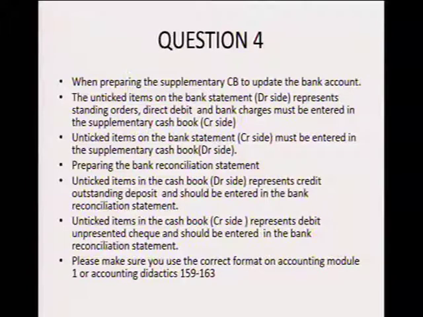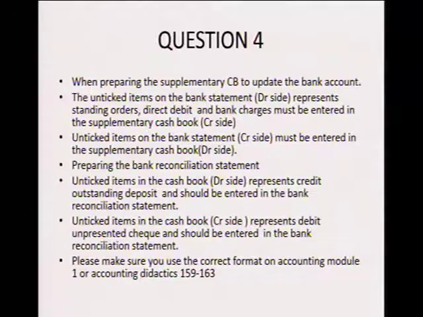Question 4 is the bank reconciliation statement. As we know, when we are preparing a bank reconciliation statement, we compare the 2 books. When preparing the supplementary cash book to update the bank account, what are you using? You are using all the unticked items on the bank statement which are on the debit side, which represent a standing order, a direct debit, the bank charges, and they must be entered into the supplementary cash book on the credit side.